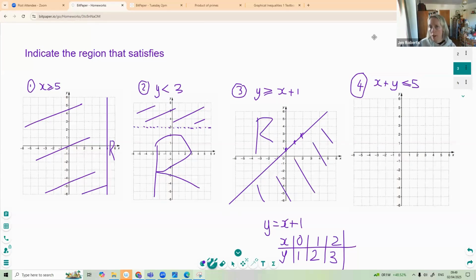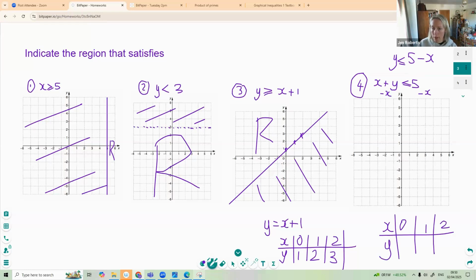This one, we need to make y the subject first. I need to take an x off both sides. If I take an x off the left-hand side, it disappears. If I take an x off the right-hand side, we have 5 minus x. Let me draw that graph. Choose your x values. Choose the corresponding y values. So if x is 0, 5 take away 0 is 5. X is 1, 5 take away 1 is 4. X is 2, 5 take away 2 is 3. So I've got 0, 5, 1, 4, 2, 3.